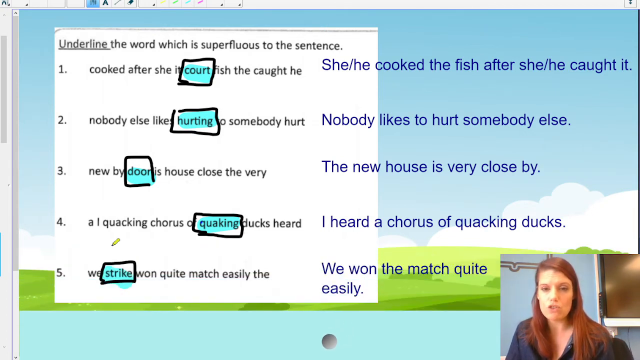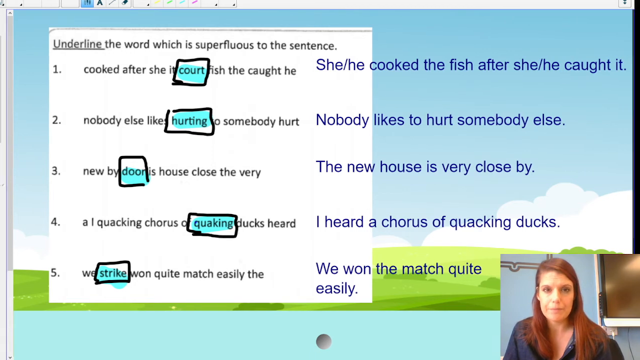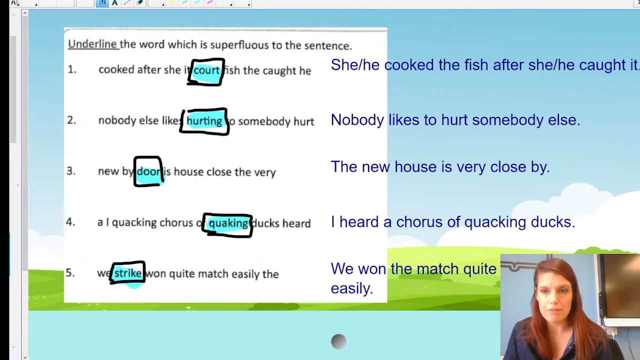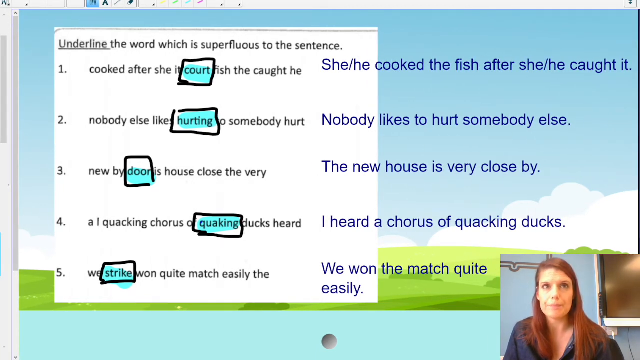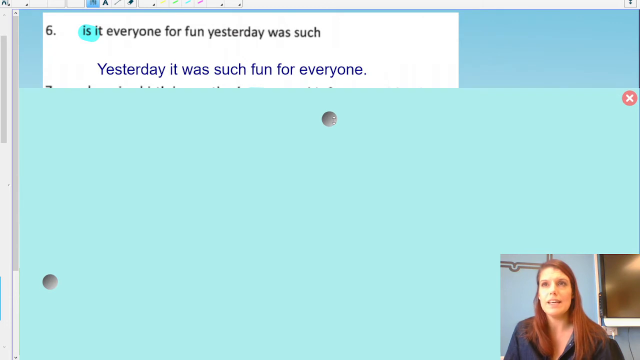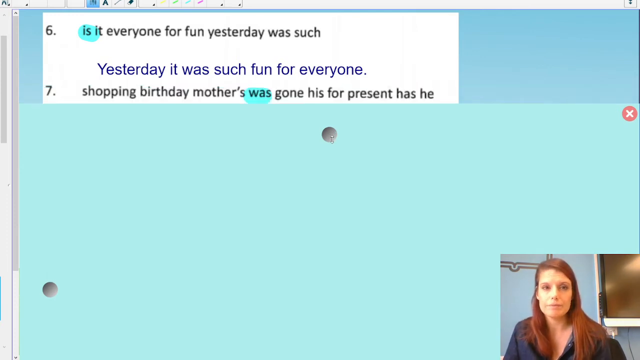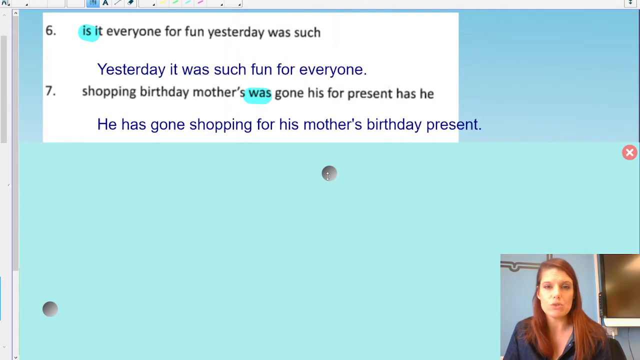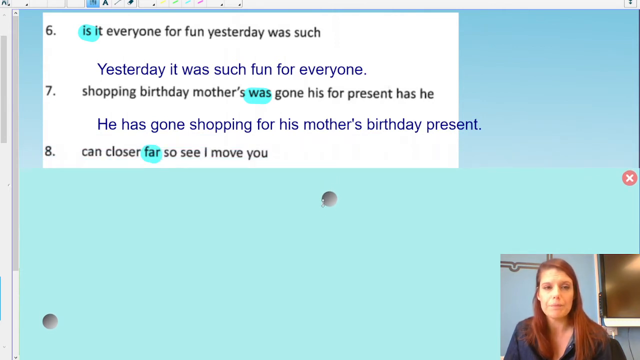We won the match quite easily. And the superfluous word there was strike. Then we had, yesterday it was such fun for everyone. Or this could be phrased as, it was such fun for everyone yesterday. He has gone shopping for his mother's birthday present. So this is starting with a pronoun.